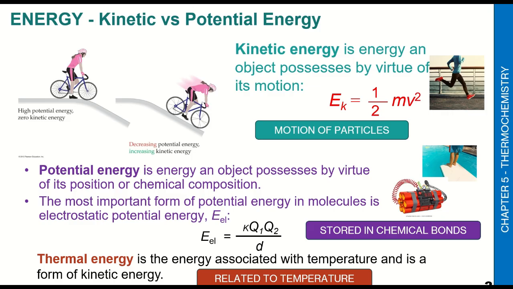So here we have a high potential energy in this first picture, where the girl is on her bicycle, and then she comes down over here. So it starts decreasing potential energy and increasing kinetic energy.